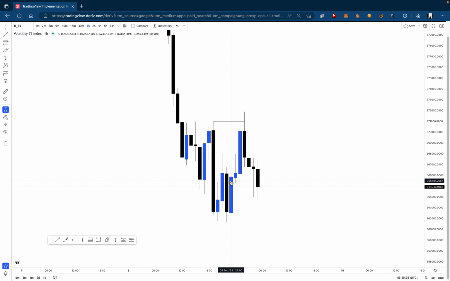Now in this case, liquidity rests in the form of buy stops and sell stops, and like we said, liquidity can either be buy side liquidity or sell side liquidity, or previous highs or previous lows. Now that we have that in mind, we can go further to looking at the volatility 75 index.